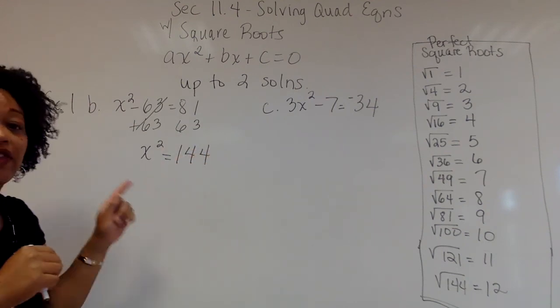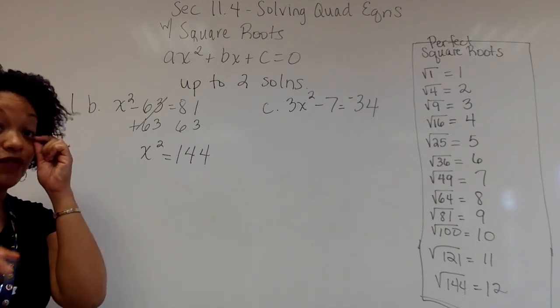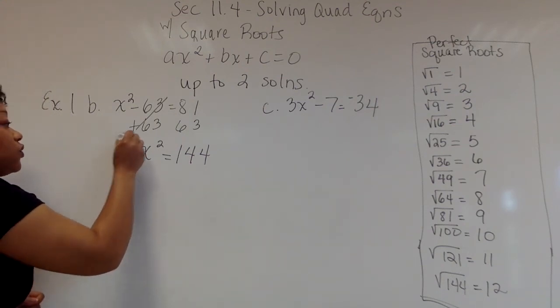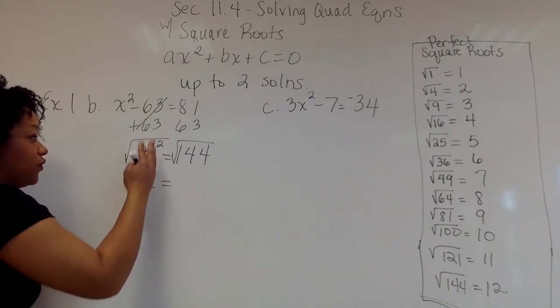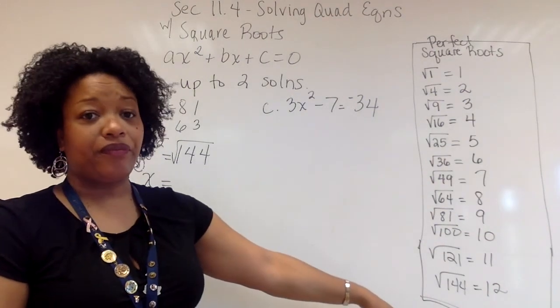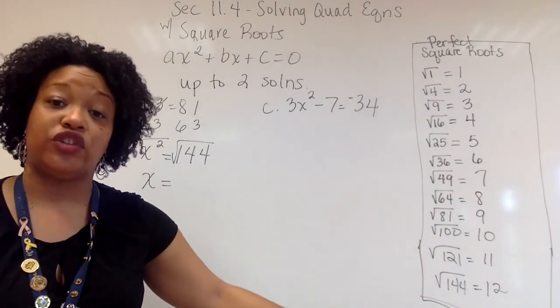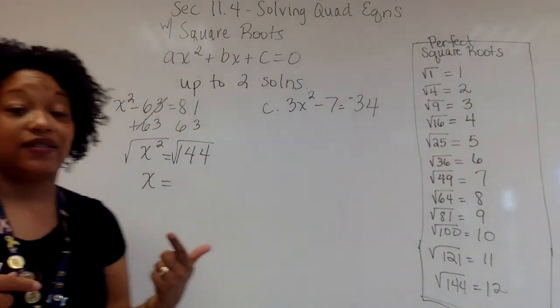Now, this is not the answer. Remember, this is x squared, and we want just plain old x. So the next thing you have to do is take the square root of both sides. The x just falls out, and then you check your table to see if you have the square root of 144, which you do. It's right here.